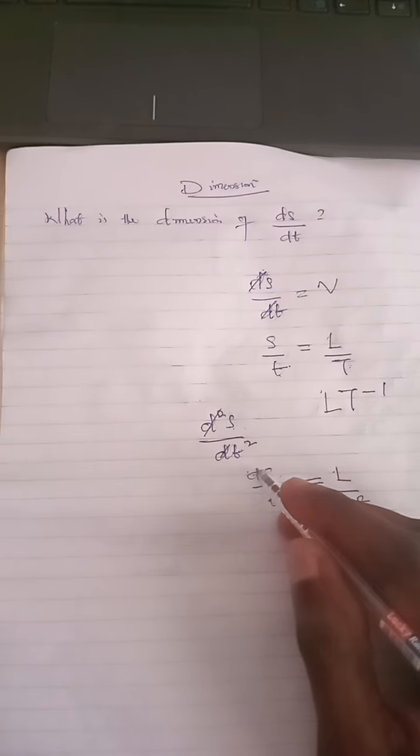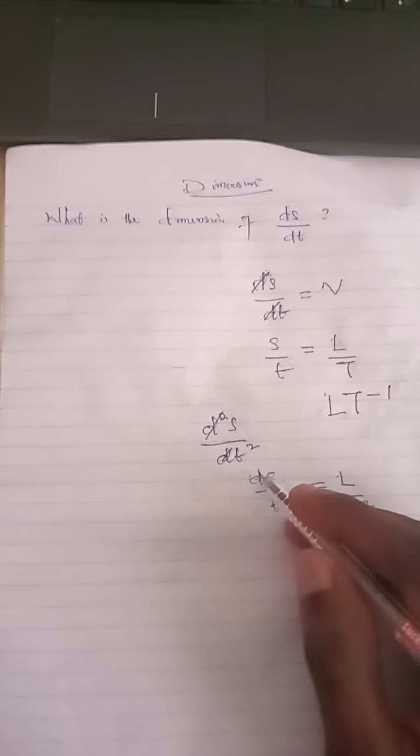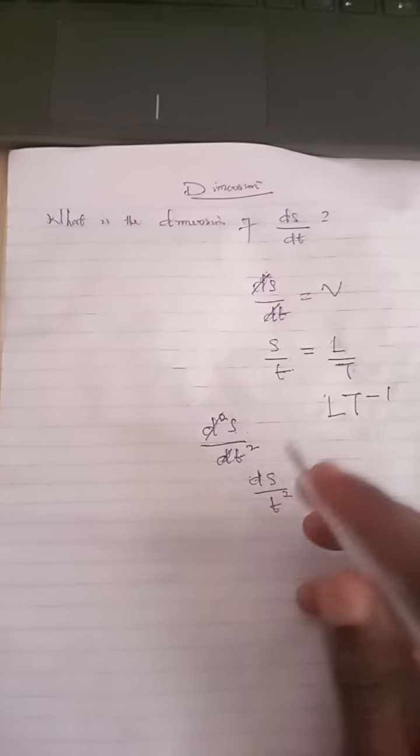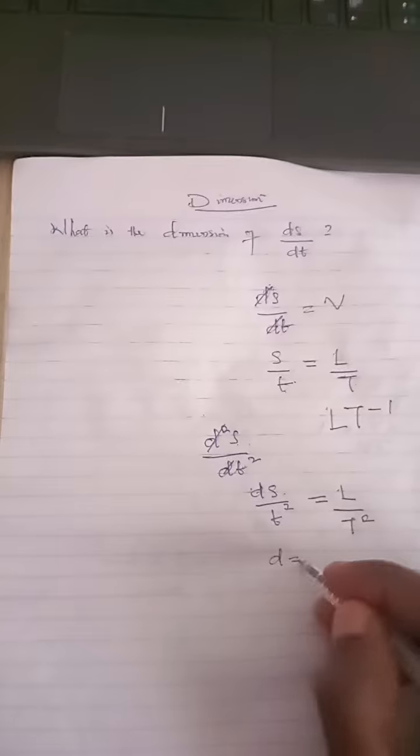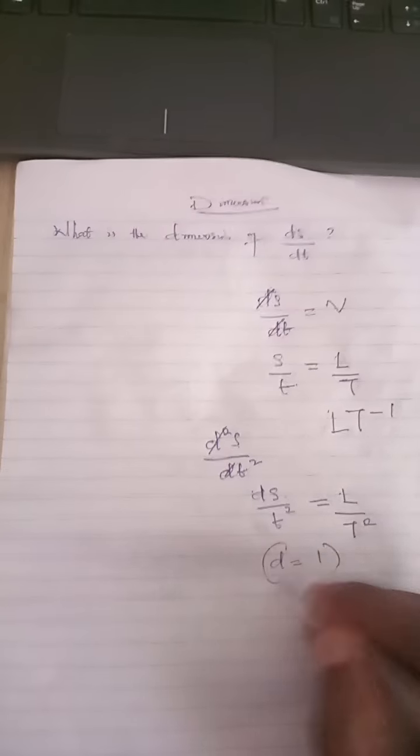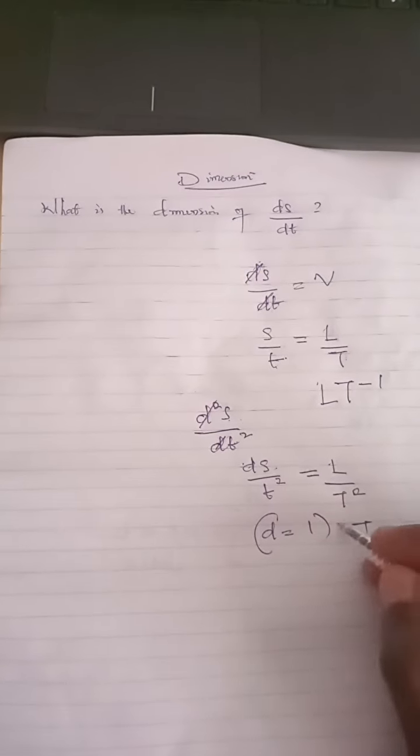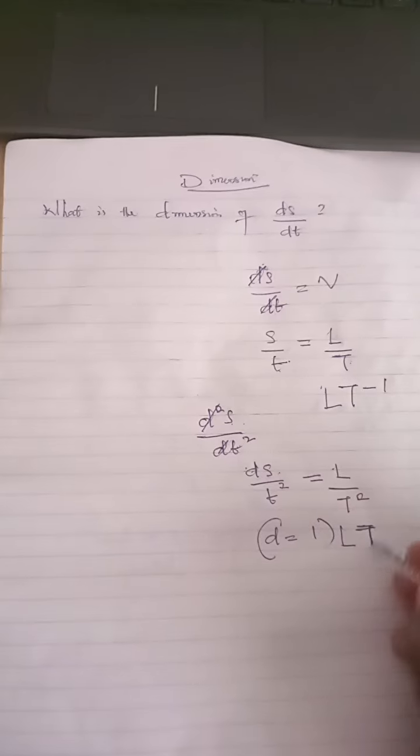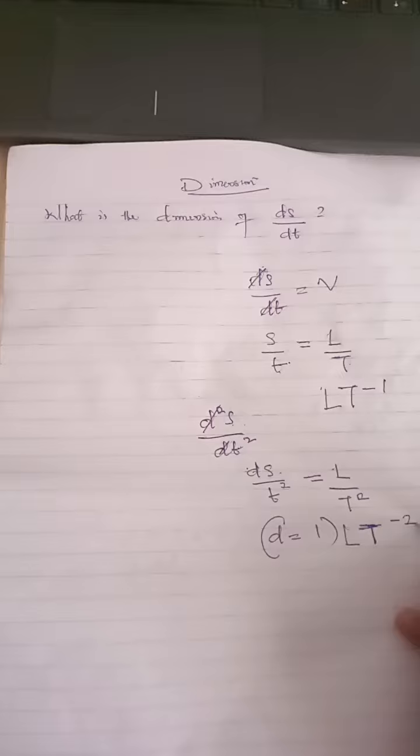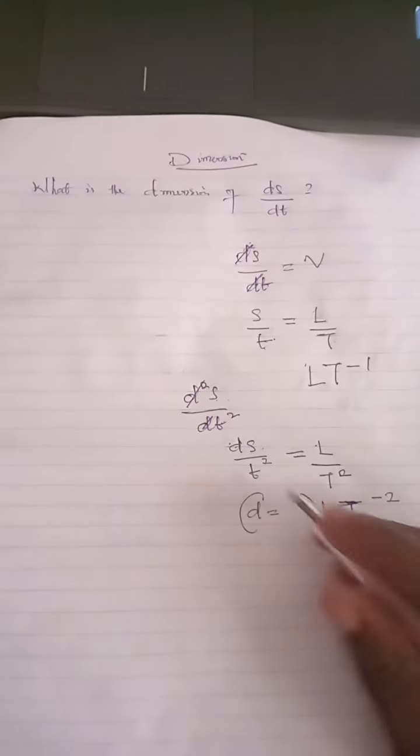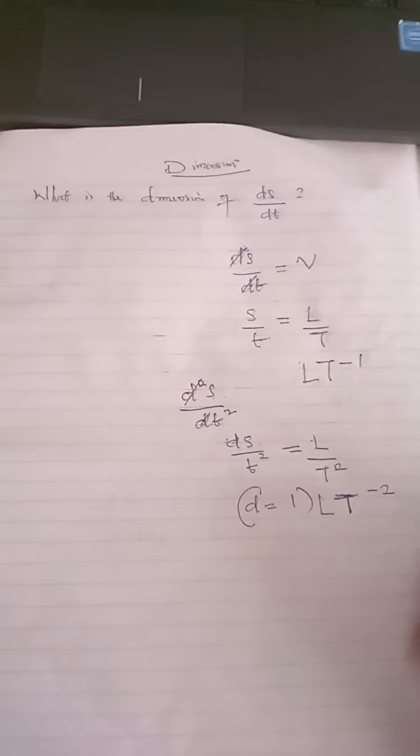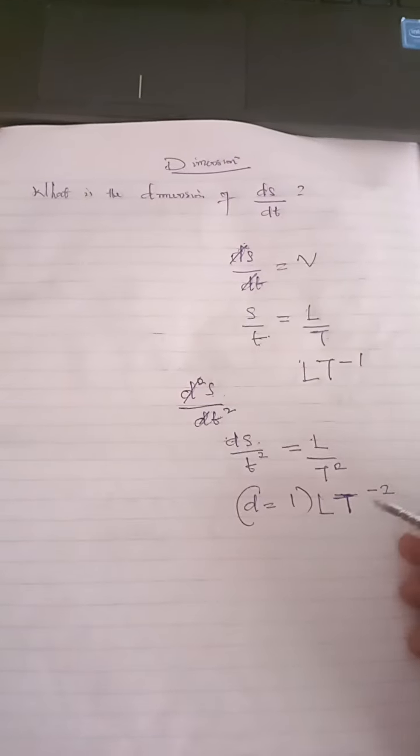Now, look at the d here. The d we have here remains constant, which means d equals 1. That's the dimension. So the overall dimension of this will now be L T raised to power minus 2. So that is the dimension of what? Of d squared x over dt squared. That is acceleration. So that's just it.